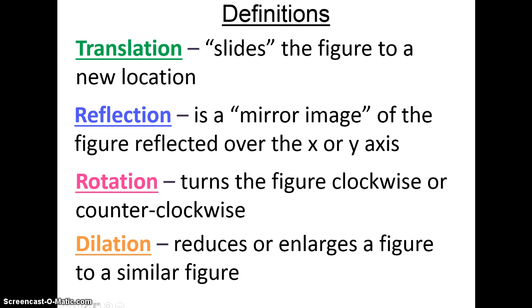So let's look at some definitions for our 4 types of transformations. Our translation, it slides the figure to a new location. So we just watched a quick video on that, how the shape will stay in the same general direction. The size won't change. It's just going to move up and over, or down and over.